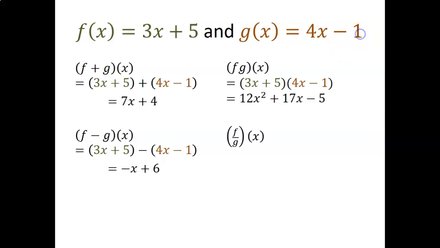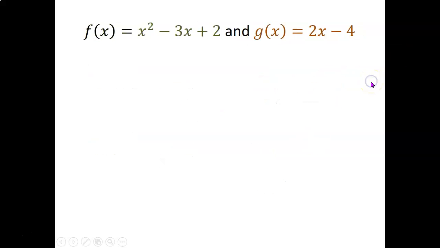And what about f divided by g? Well, that would be f, which is 3x plus 5, over or divided by g, which is 4x minus 1. And there's not really anything we can do to simplify that. We have to just leave it like that. And notice that the denominator, 4x minus 1, we don't want that to be 0, which means x cannot equal 1/4, because that would be what would make the denominator be equal to 0. So the domain for the quotient function is all real numbers except 1/4.